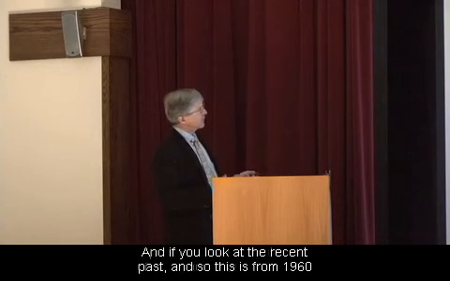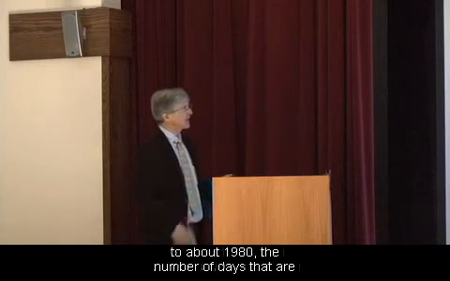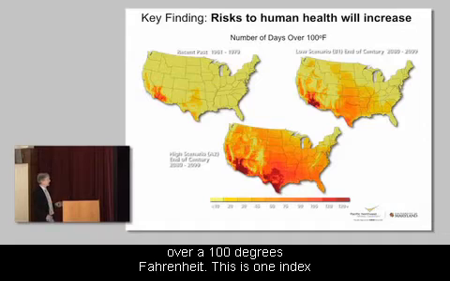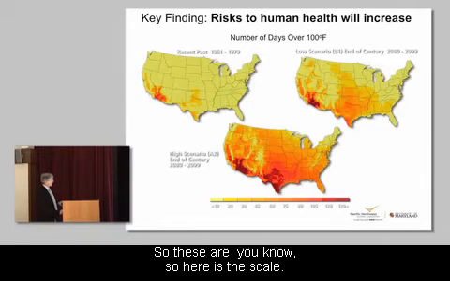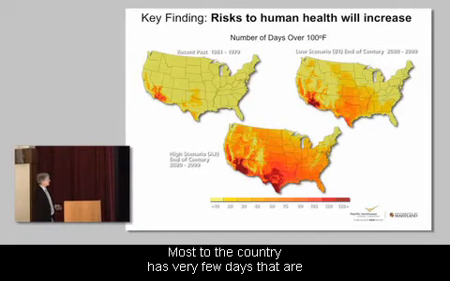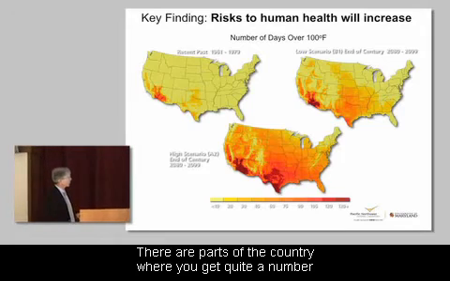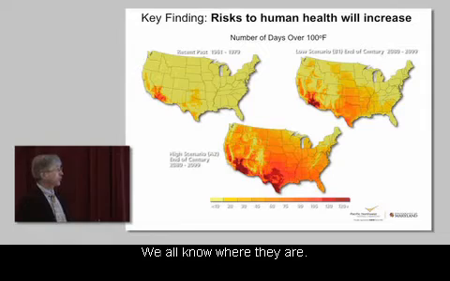So if you look at the recent past, from 1960 to about 1980, the number of days that are over 100 degrees Fahrenheit, which is one index of what you might call a heat wave, looks about like this. So here's the scale. Most of the country has very few days that are above 100 degrees. There are parts of the country where you get quite a number of days that are above 100 degrees. We all know where they are.